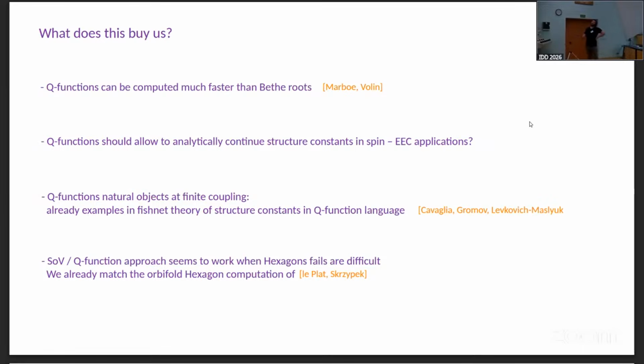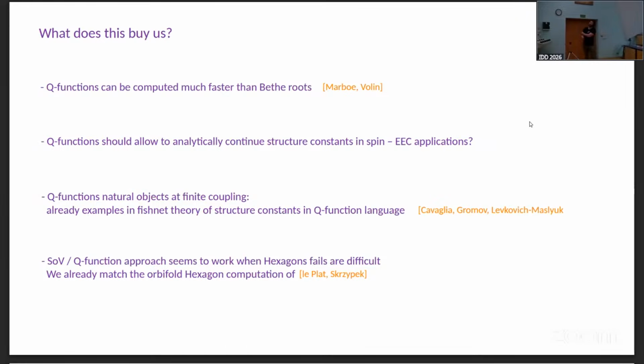but on the other hand, Q functions can be computed much faster than Bethe roots. So if you want to go to a very large number of roots, Q functions are actually much more advantageous. And these expressions should eventually allow us to analytically continue structure constants in spin, which probably has some energy correlator applications. And we also know that Q functions are the natural objects at finite coupling. We're also looking at conformal fishnet theory right now, where we are able to really put this into practice. We can compute finite coupling structure constants from the quantum spectral curve and separation of variables. And we see that this SOV and Q function approach seems to work when hexagons fail. We can also use it to match the orbifold computation of Dennis and Torben.